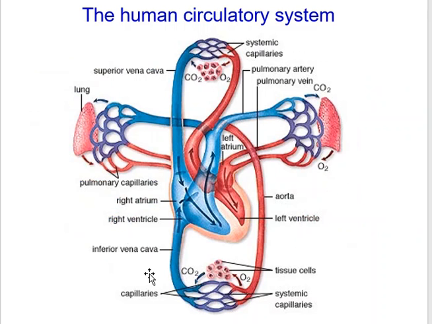This is another picture, more complete, of the human circulatory system, where you see a pulmonary circulation. Unoxygenated blood goes to the lungs, gets oxygenated, and gets back to the heart, gets pumped to the systemic capillaries, where all the cells are going to take up the oxygen, and then it gets back to the heart to be pumped again to the lungs. So double circulation, complete separation of oxygenated and unoxygenated blood.